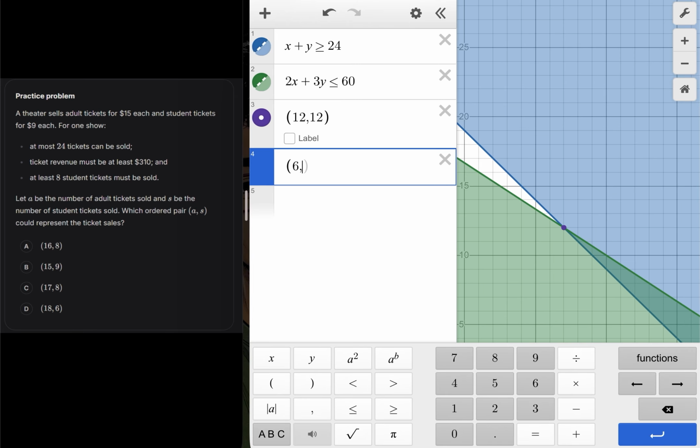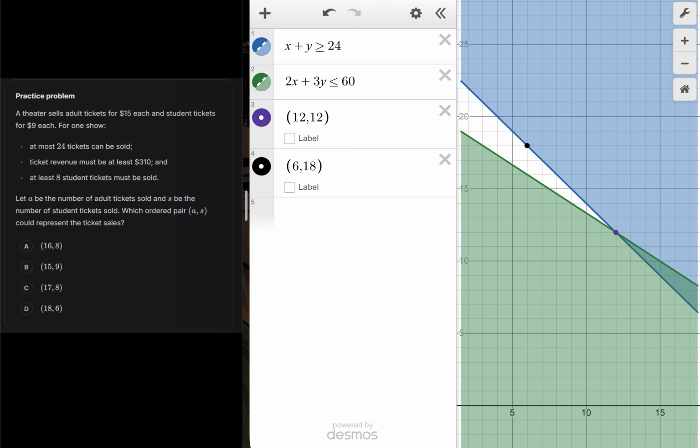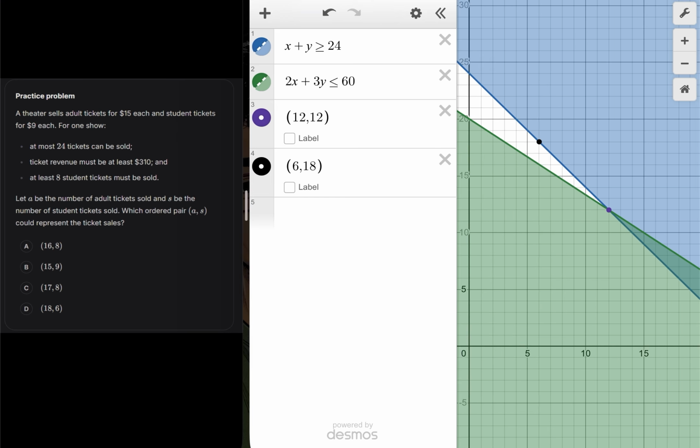6 comma 18 on the other hand is not, because as you can see, it only lies on the blue line. It satisfies only the blue inequality, but not the green one. So that's a case where you use Desmos to identify the inequalities in a word problem, and then just plot them and figure out which points actually satisfy both of those inequalities. Okay, so those are all these cases for inequalities.